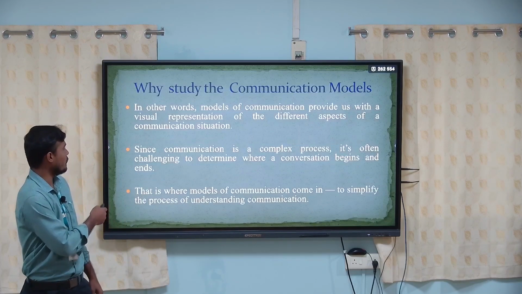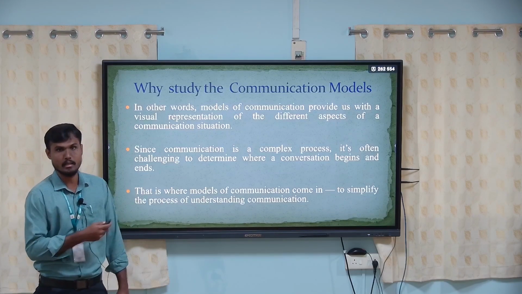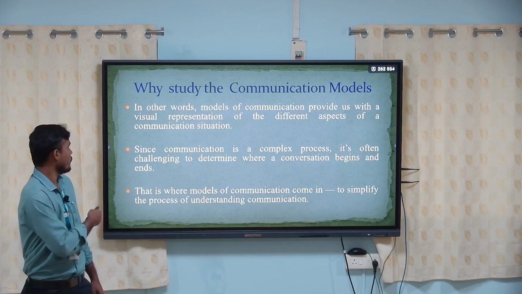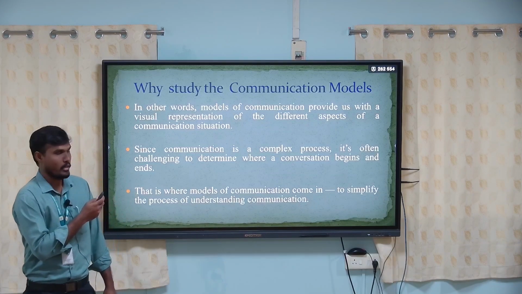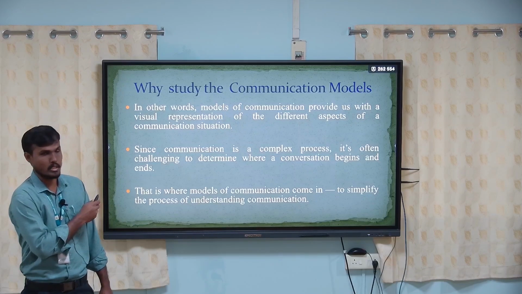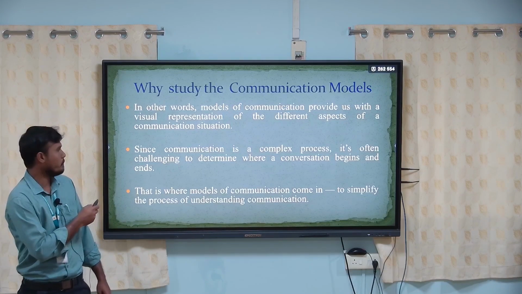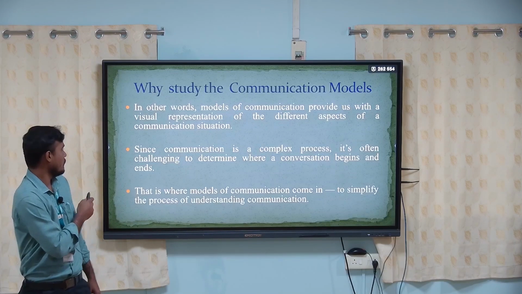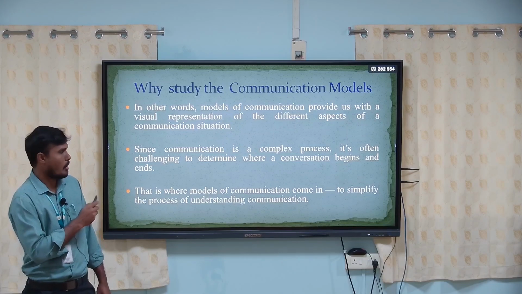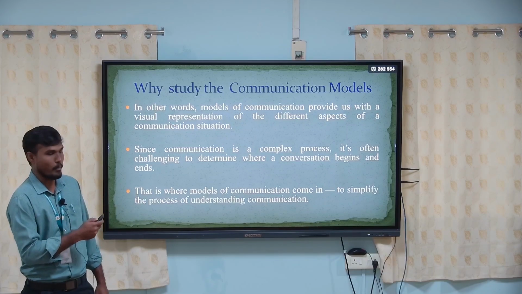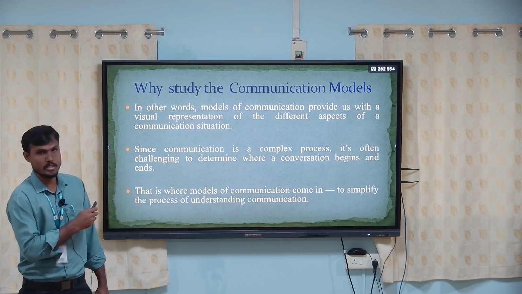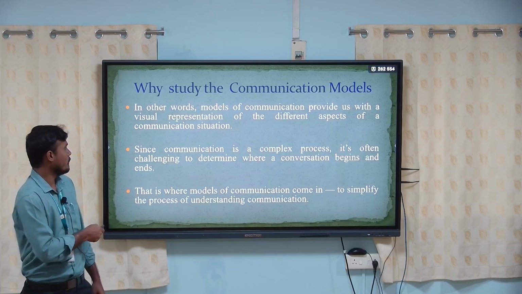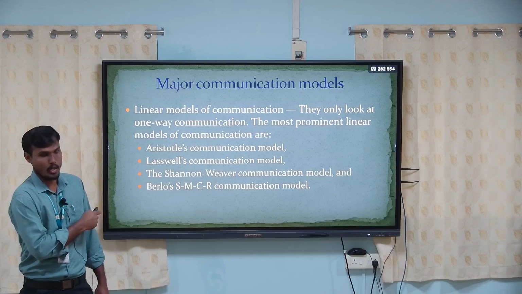Next, we are going to discuss why we study communication models. In other words, models of communication provide us with visual representations of different aspects of communication situations. Since communication is a complex process, it is often challenging to determine where a conversation begins and ends. The major communication models.